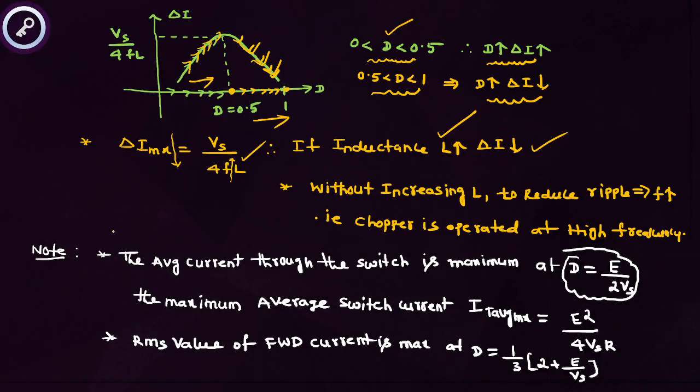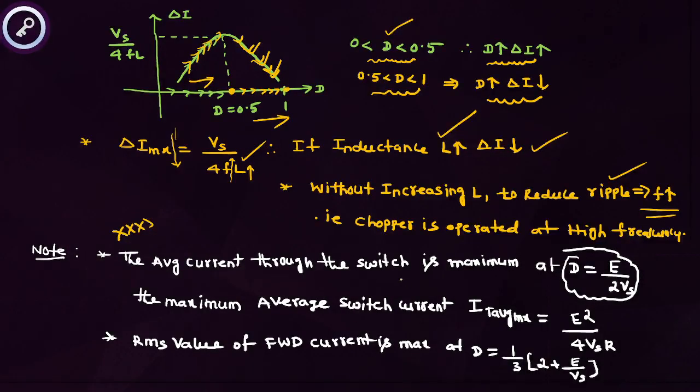And one more very important point that you have to remember. This is the ripple current expression. If inductance increases, ripples reduce. If frequency also increases, ripples reduce. That's why, without increasing inductance, how to reduce the ripples? By increasing the frequency, by operating the circuit at high frequency of operation.